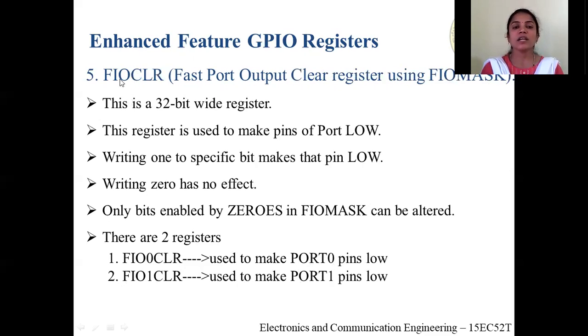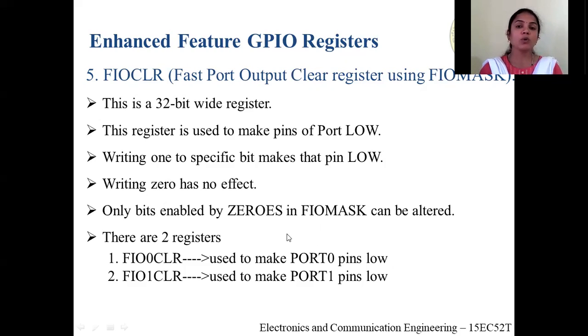And the last one is FIOCLR. This is used to set value low on the port pins. Again, for FIOCLR also, before using the register, you have to configure value 0 on port pins by using the FIO mask register. So this is again a 32-bit register used to make the port pin values low. Writing 1 to a specific bit makes that pin value low. Writing 0 has no effect. Again, only bits enabled by zeros in FIO mask can be altered.